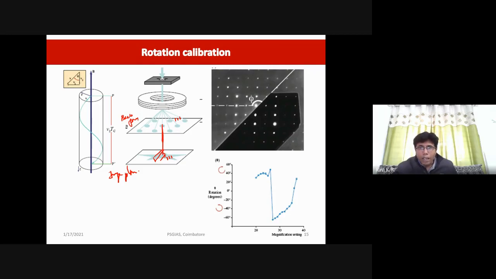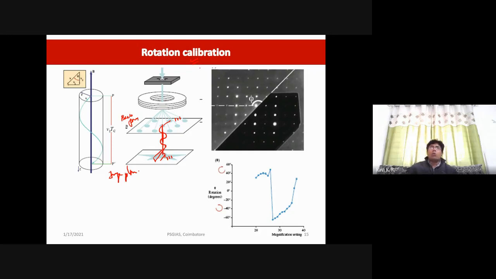Okay. The electron beams are actually traveling like this. It is having a spiral path. When you have a spiral path, the problem is that what you see in this direction need not be at the same location. So in an older machine with a standard crystal, at different magnifications, we do a calibration. We call this rotation calibration.